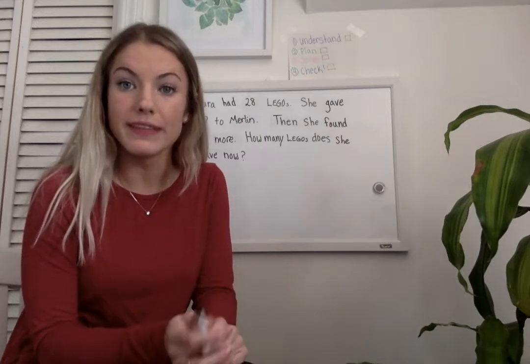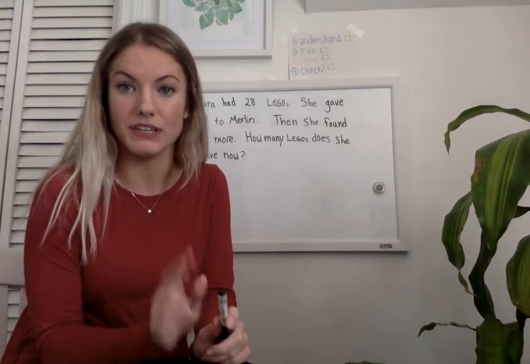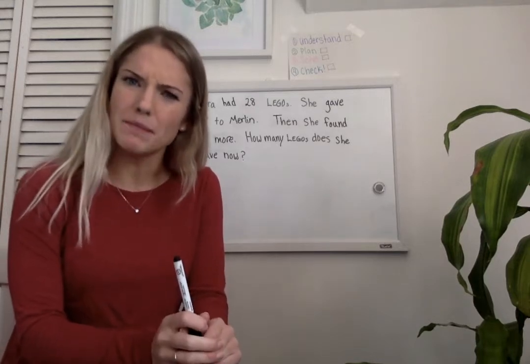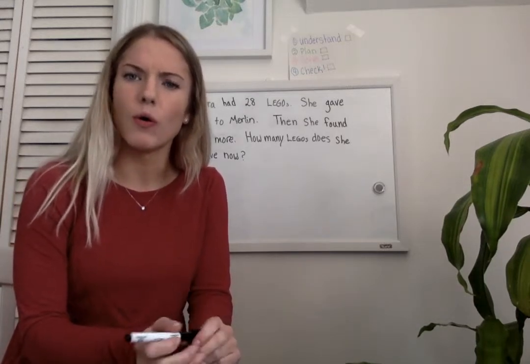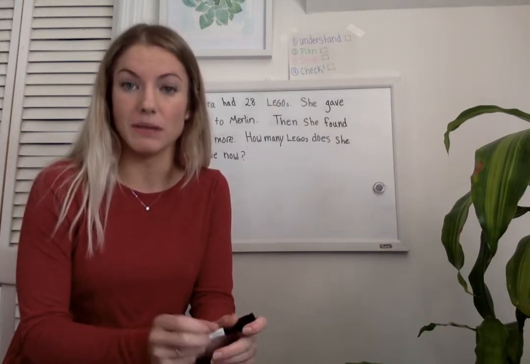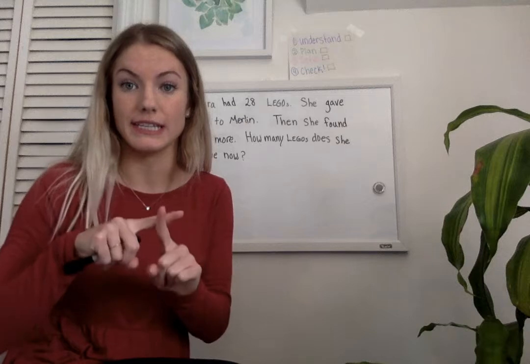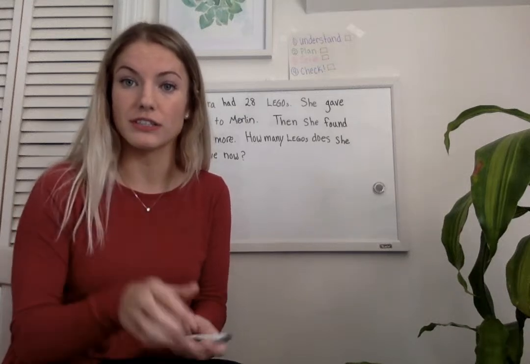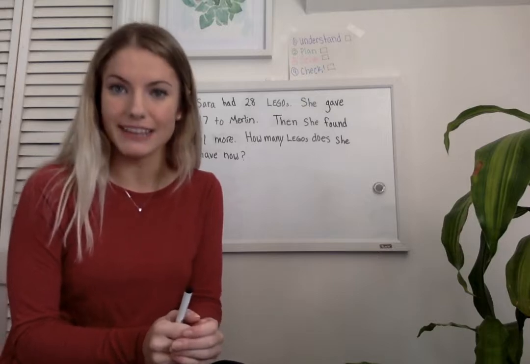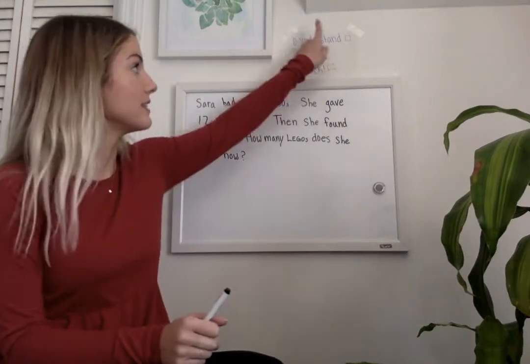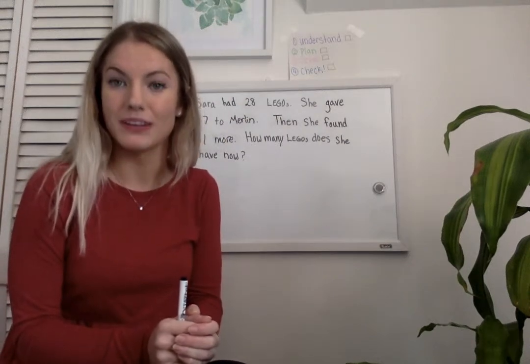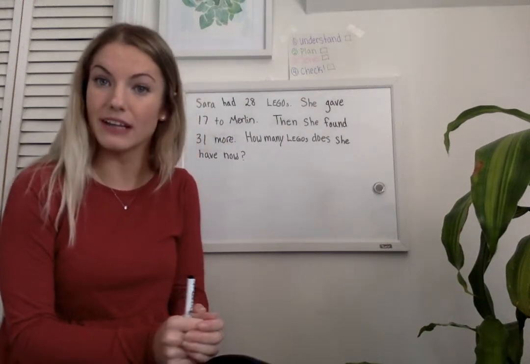Now the important thing that we need to think about when we solve these two-step number stories is we need to think about what's happening in the number story or what action is taking place. That will help us determine whether or not we need to use addition or subtraction to solve our steps and find the answer. So the first thing that we need to do on our checklist is to understand what we need to find out. So let's do that together by reading the number story.